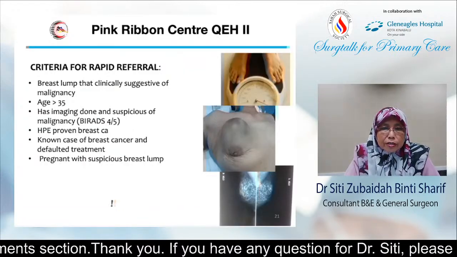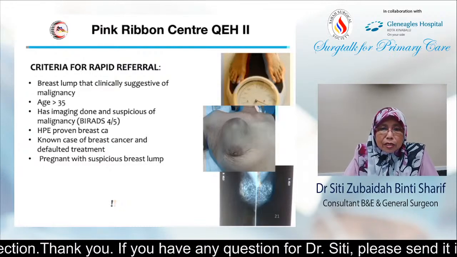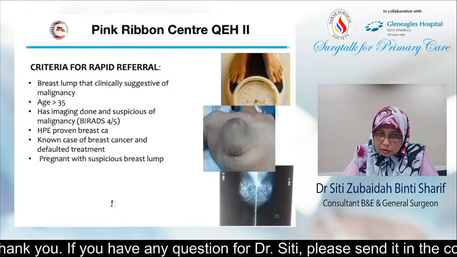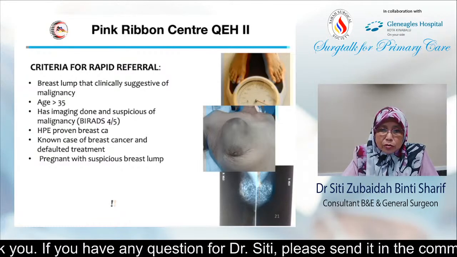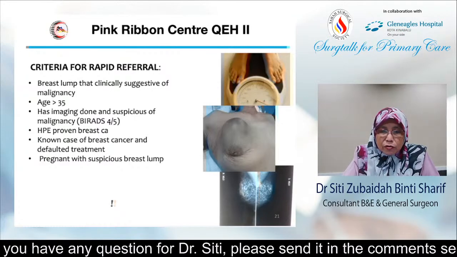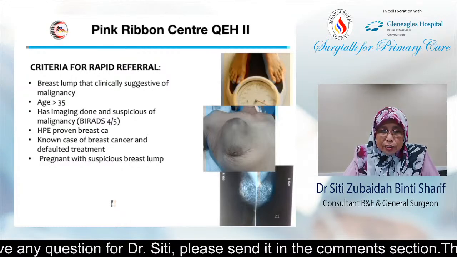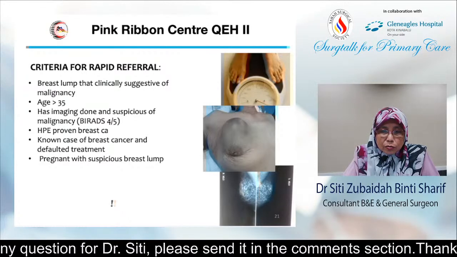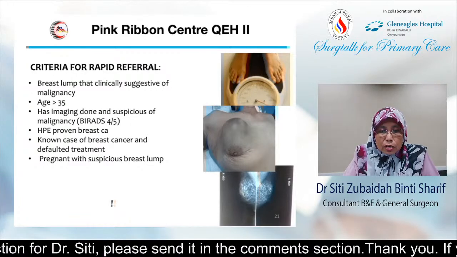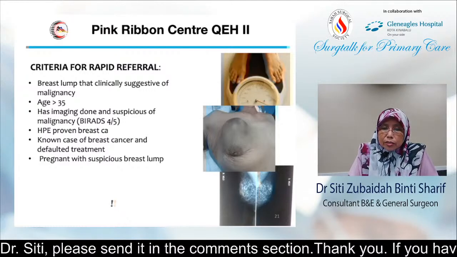So these are the criteria for rapid referral. First is a breast lump that is clinically suggestive of malignancy. Patients who are more than 35 years old. Patients with imaging BI-RADS 4 or 5. Patients with biopsy-proven breast cancer, and also patients with non-breast cancer who have defaulted treatment, and patients who are pregnant with a suspicious breast lump.